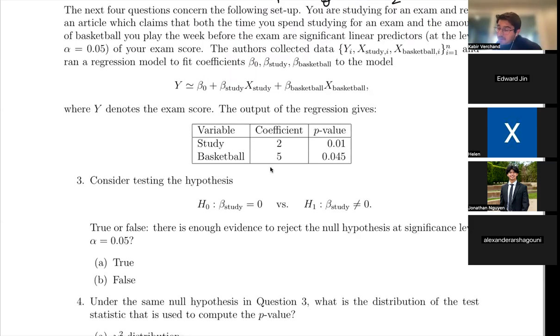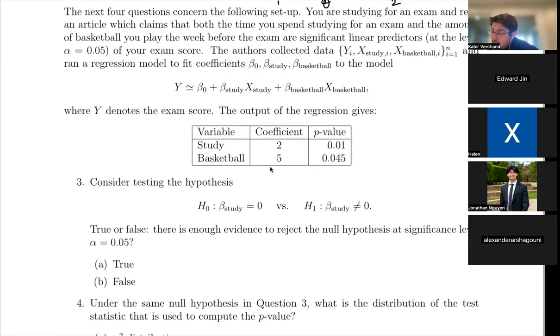Okay, so we can move on to this second set of questions. The second set of questions are now related to the output of some regression study. So here the setup is the following. We're studying for an exam.